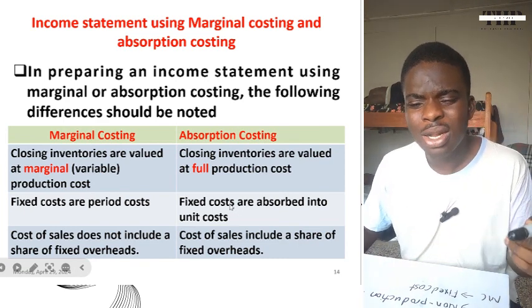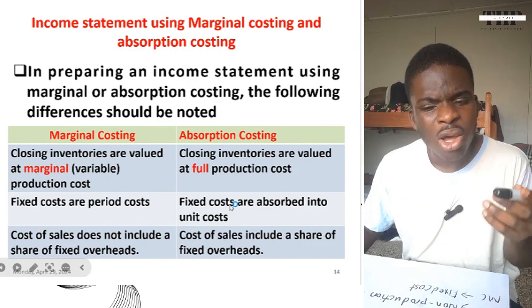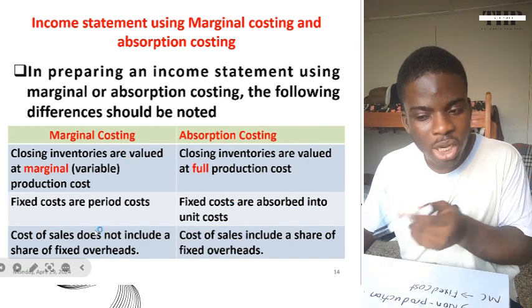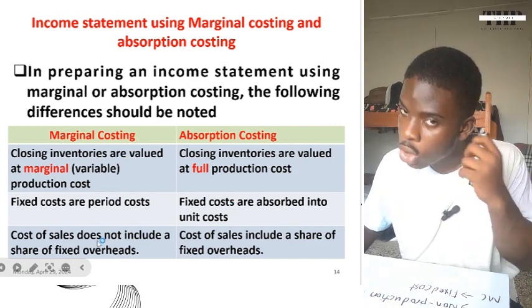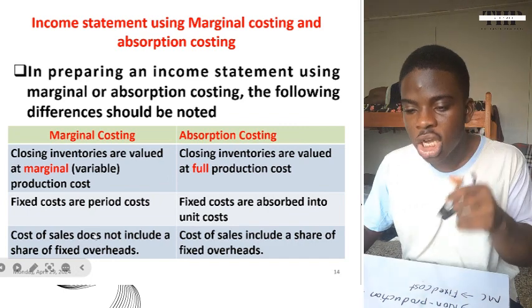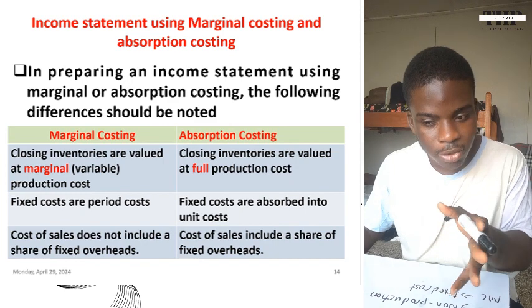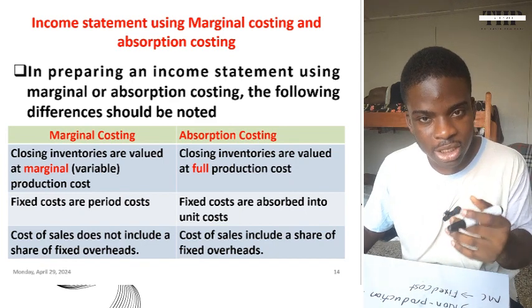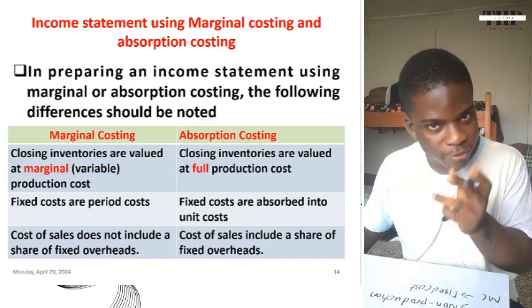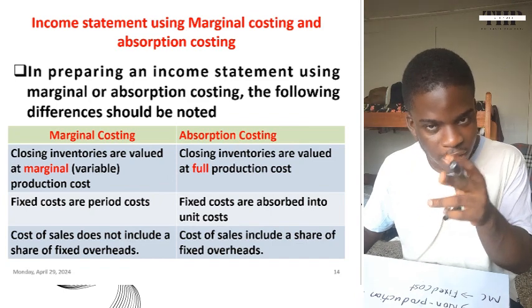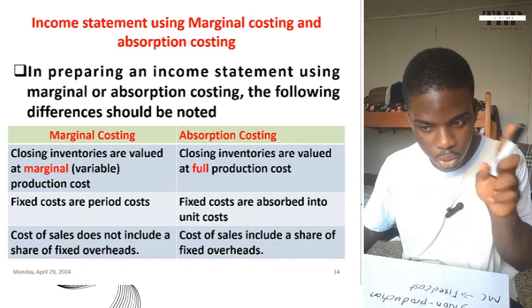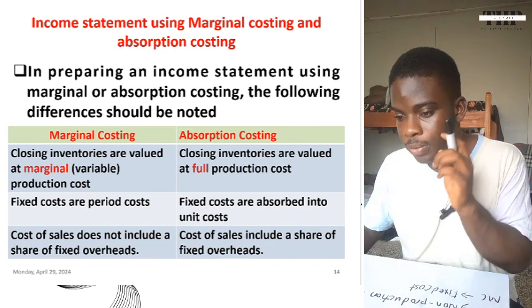Right. Now, lastly, marginal costing. Cost of sales does not include a share of fixed overheads. So you don't factor fixed overheads into the cost of sales, but you can bring variable overheads over there. Fixed overheads, no. Those are period costs.